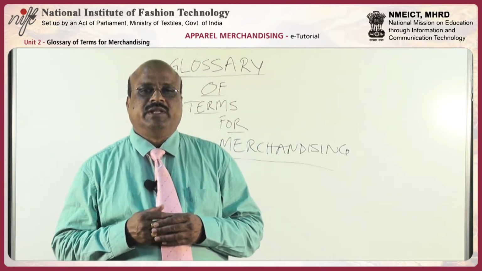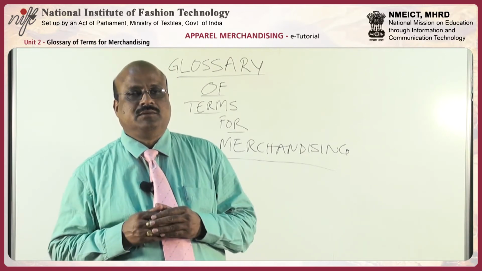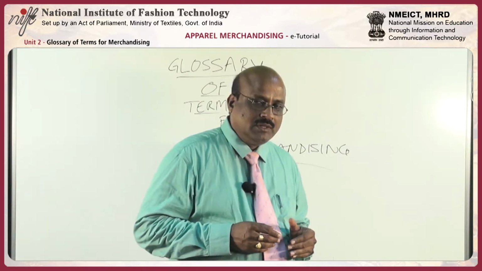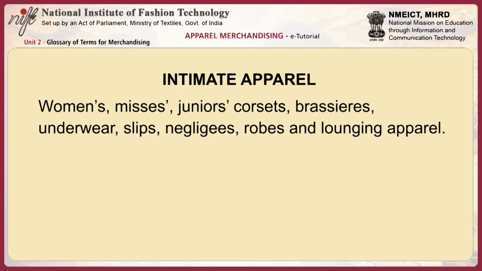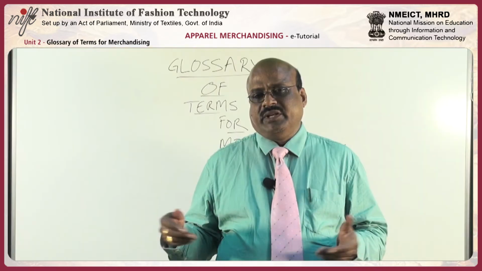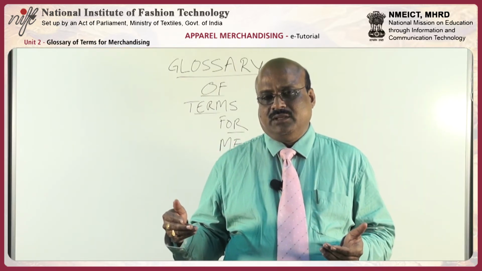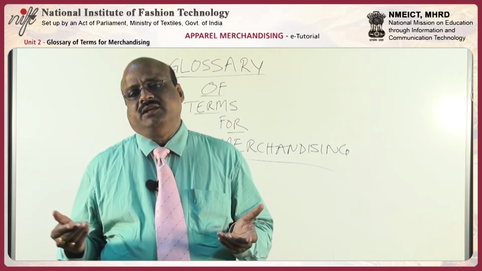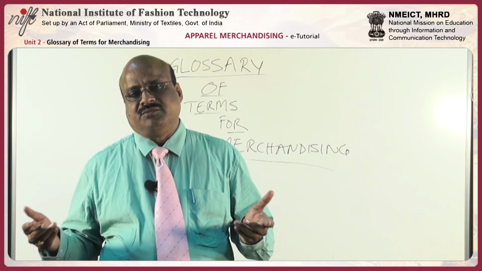Then the next term is intimate apparel. So what is intimate apparel? It can be men's or women's. It can be lingerie, women's, misses, juniors, corsets, brassieres, underwear, slips and negligees and robes, lounging apparel. So intimate apparel is lingerie in the case of women, and intimate apparel in the case of men.